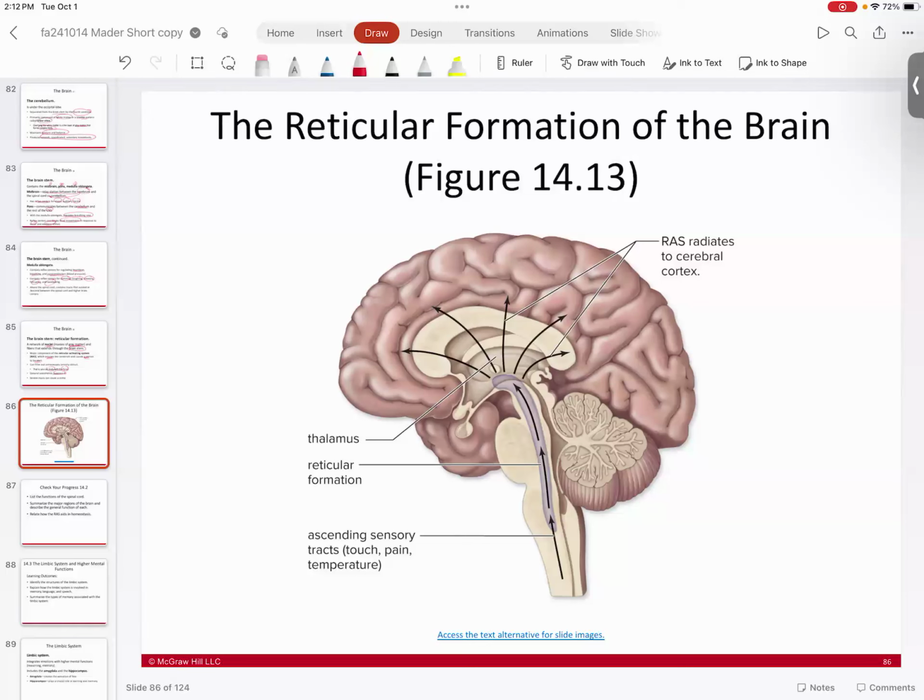So here you can see your thalamus, which is communicating to all regions of the brain, the cerebral cortex, your reticular formation, which is communicating its arousal information up into the cerebral cortex, and the ascending sensory tracts that are sending that information up through those tracts. And here you can see in the cerebellum, that little tree-like white matter, the arbor vitae.